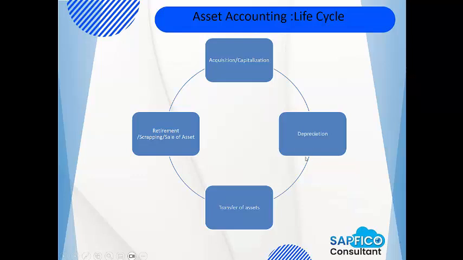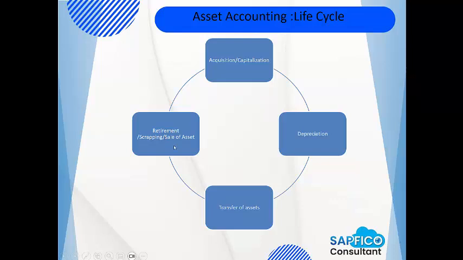After that, we start depreciating the asset. The asset is depreciated over its useful life, so every month the depreciation is automatically posted by the system. And if required, sometimes the asset is transferred from one location to another. That transfer of asset is also covered in the asset accounting life cycle.